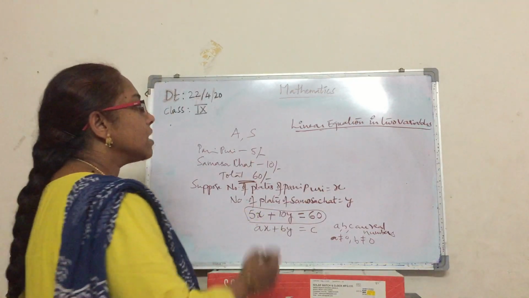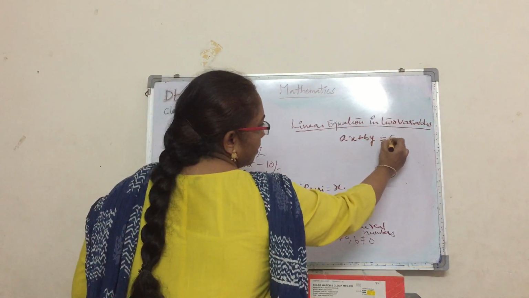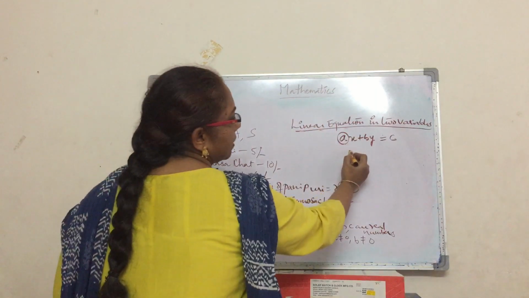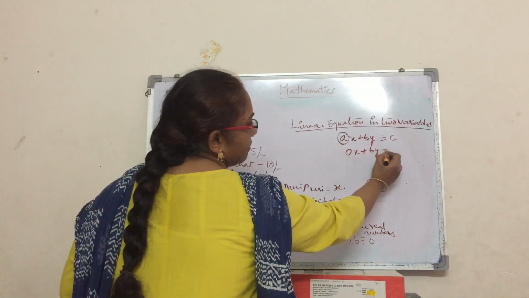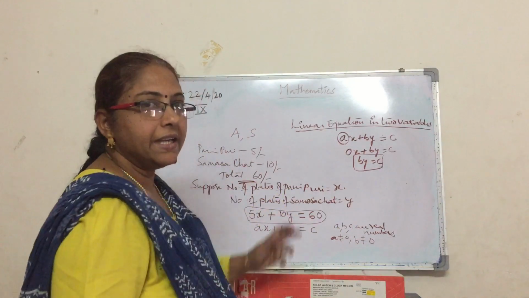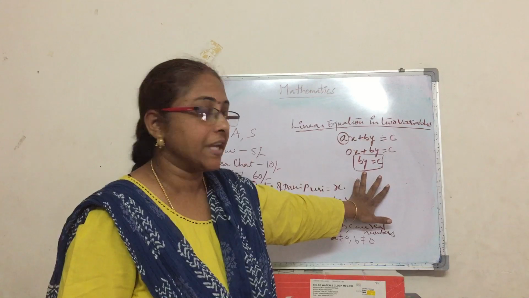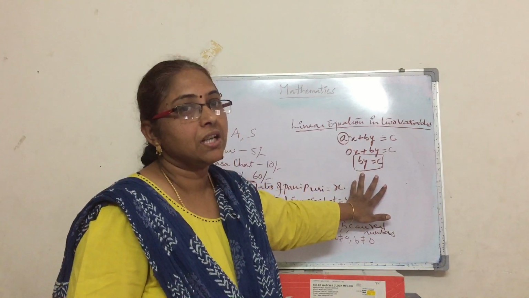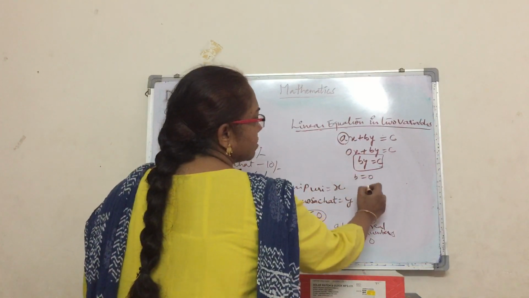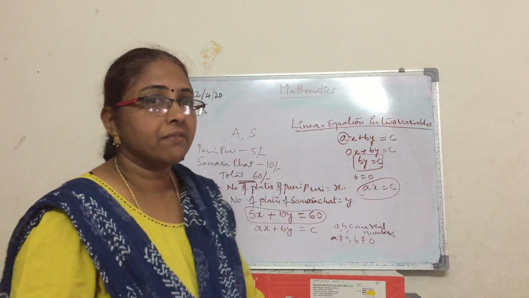We will see. Suppose in this equation a is 0. Then what will happen? It will be 0x plus by is equal to c. Then finally what we will get? by is equal to c. How many variables are there? Only one variable, y. So this is a linear equation in one variable. Similarly, if b is equal to 0, you will get ax is equal to c. This is also a linear equation in one variable.